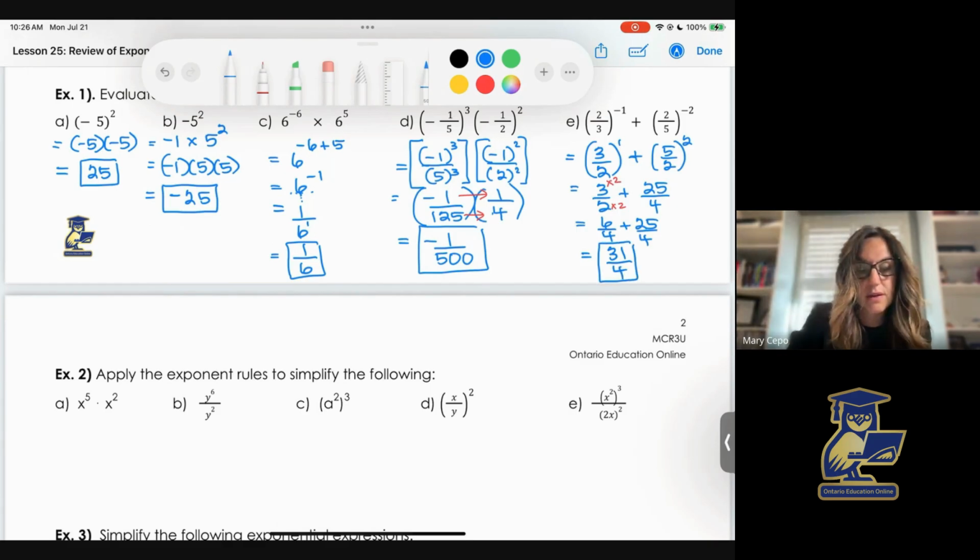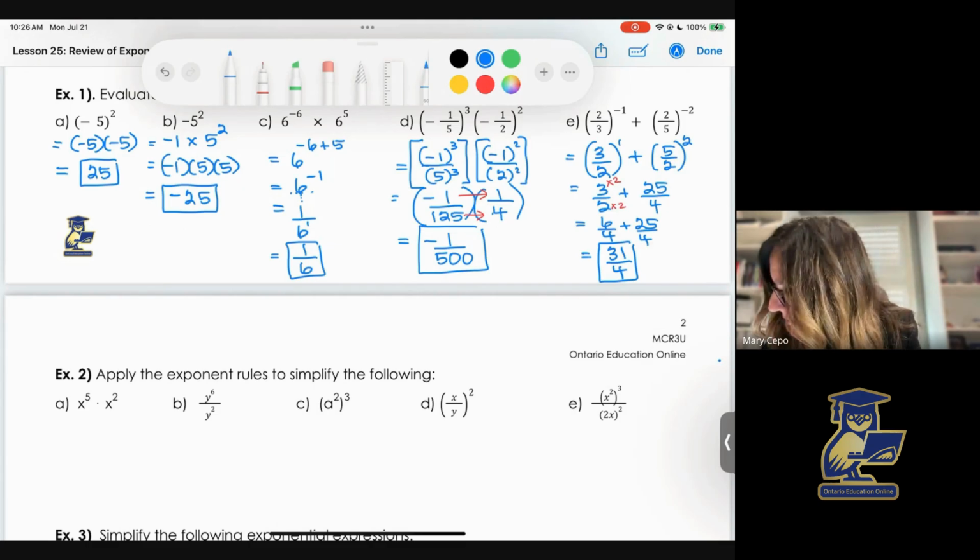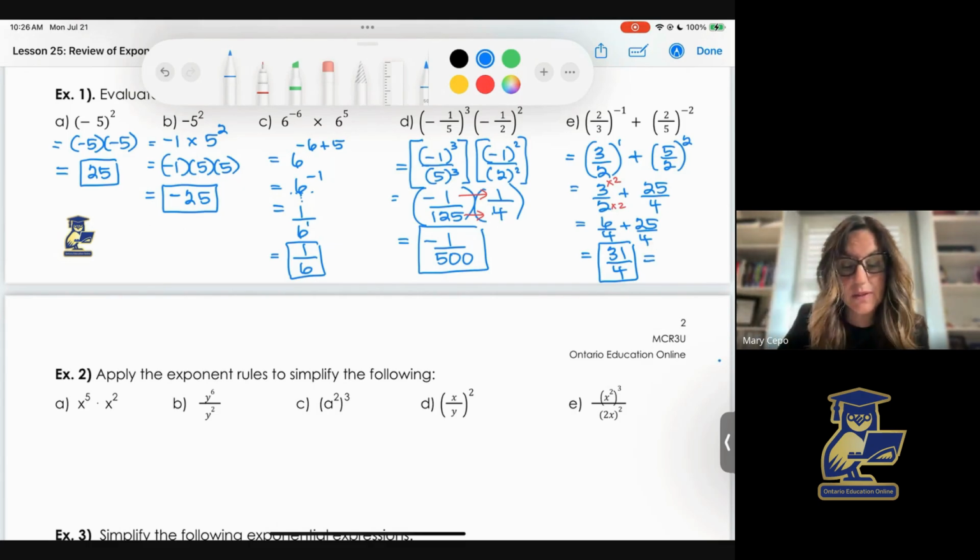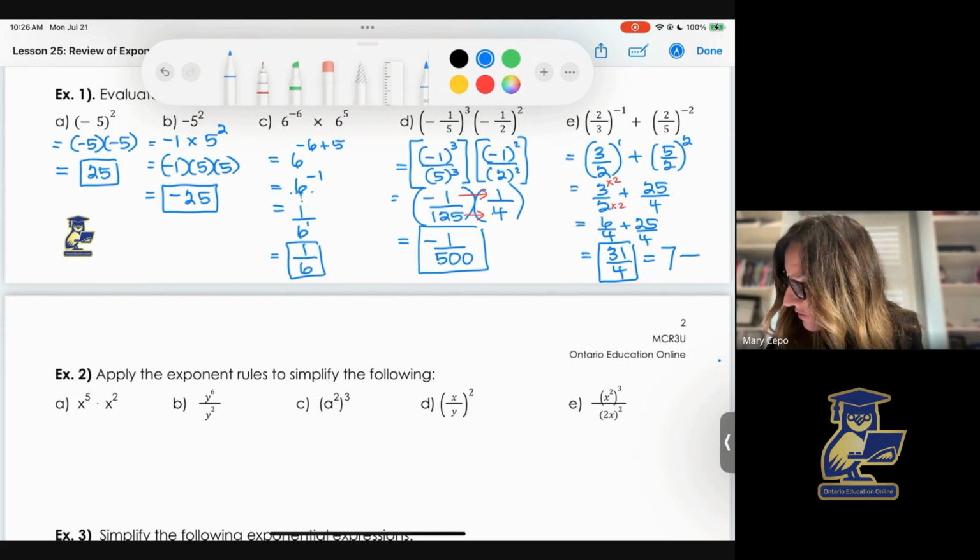Okay, that's an improper fraction. We could put this into a mixed number. 4 goes into 31, let's say 7 times. So it's 28 over 4, 28. The remainder would be 3.